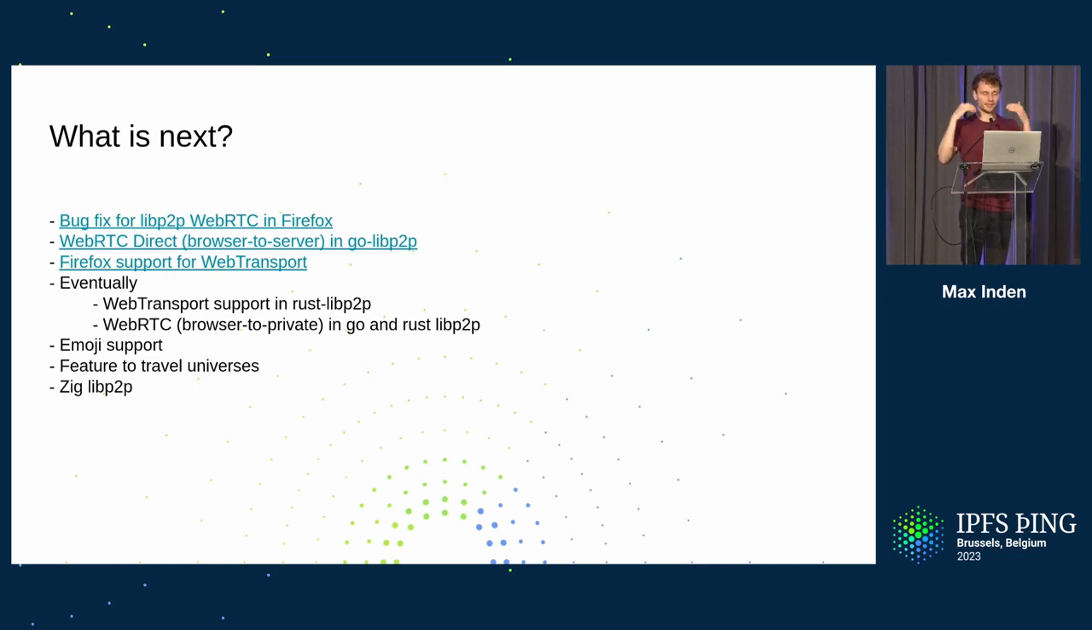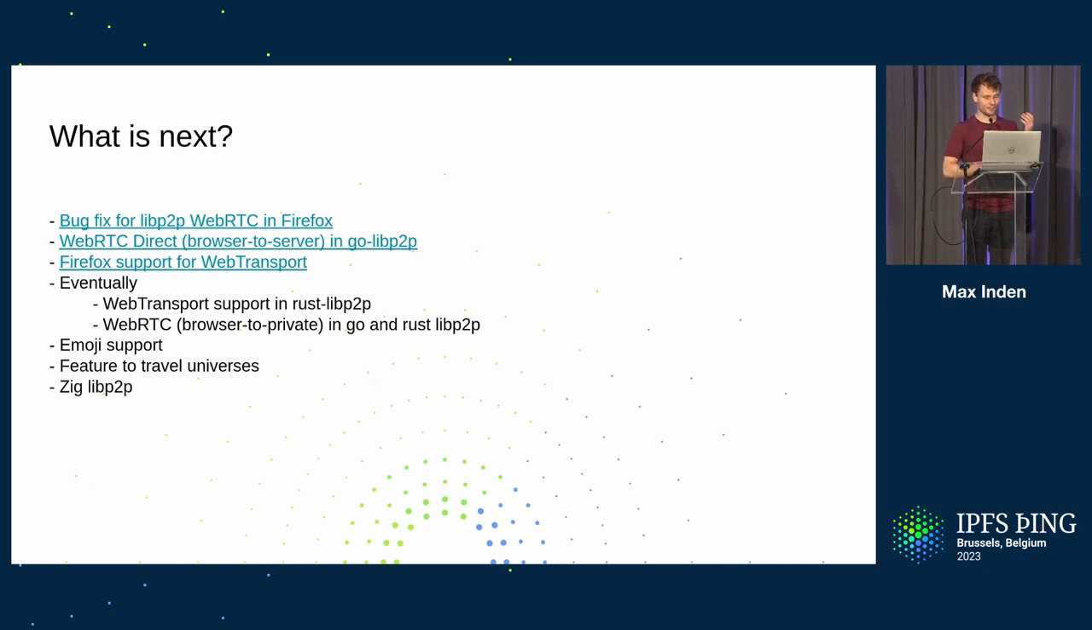Every browser out there, or the majority of browsers, can connect to Go libp2p nodes. Eventually, we want to add WebTransport support to Rust libp2p, even though we still have to work a lot on our QUIC stack in Rust libp2p, so that's not happening anytime soon. And then also eventually we want to have WebRTC browser to private. So to add even more complexity to this huge matrix, we want to be able to connect from a browser to a Go libp2p node, even though that Go libp2p node is behind a NAT or firewall.